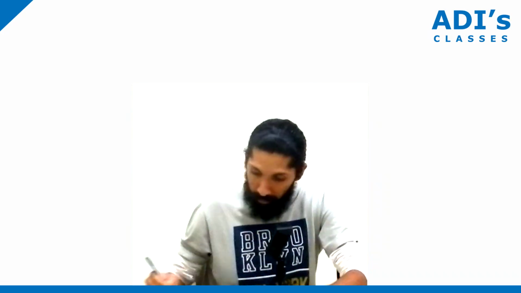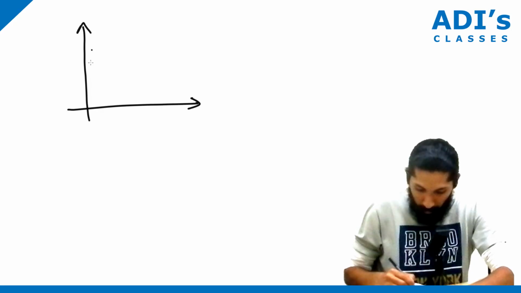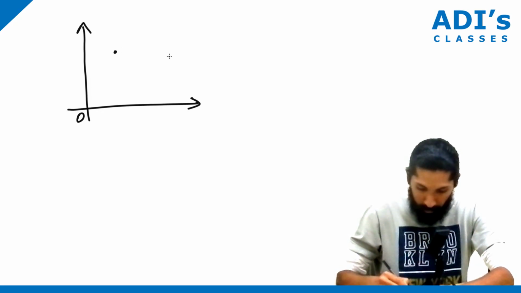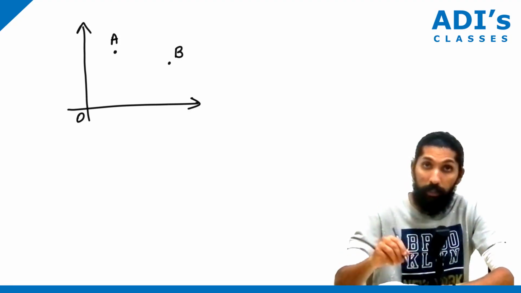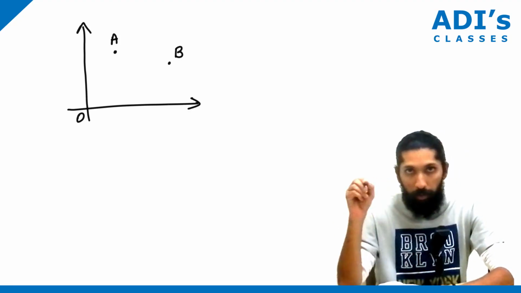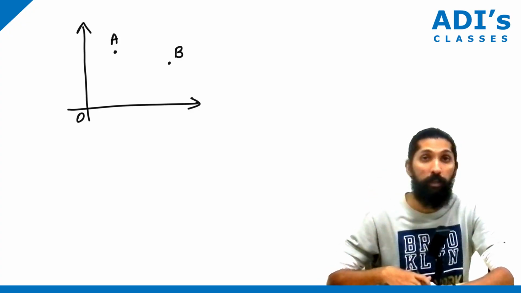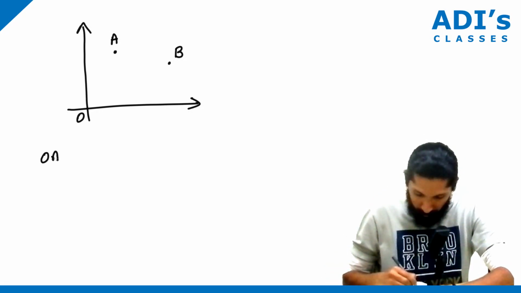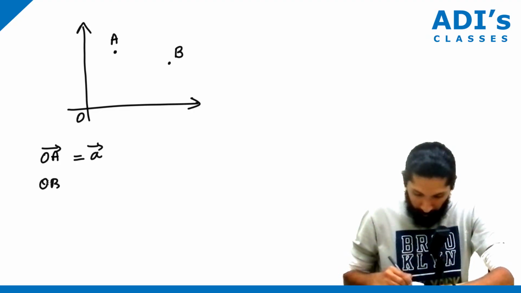Now, let's say we have the x and y axis, just two dimensions. Here, say there are two points. Let's say this point is A, and this point is B. We are trying to calculate the distance from point A to point B. First thing we are going to do, it's very easy: first we write the position vector of point A. That means here, vector OA is equal to A and OB is equal to B.